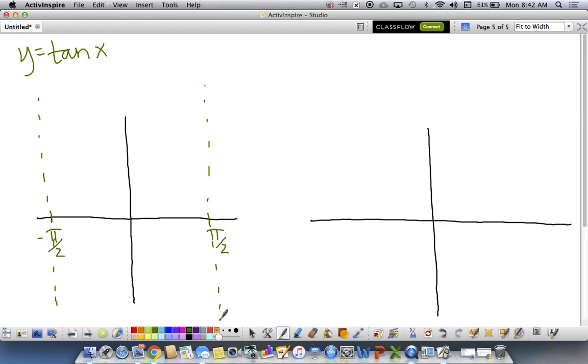What about tangent of 0? 0. What about tangent of 45 degrees? If we were doing our quarter periods, this would be pi over 4. What's tangent of pi over 4? 1. What about tangent of negative pi over 4? Negative 1. That's just 45 degrees or negative 45 degrees.